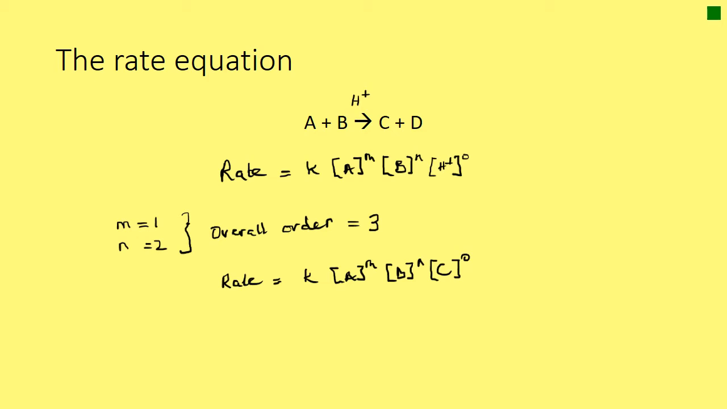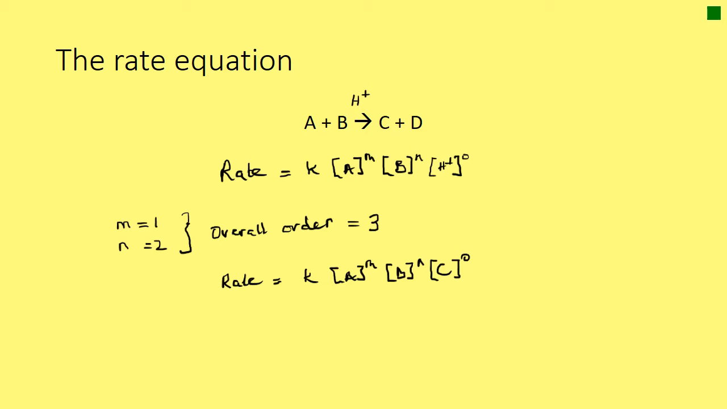And just for completeness, let me do that same chart for an order of 0, where you would have rate of reaction against concentration of A. An order of 0 means that the concentration of A does not affect the rate, and so the rate would carry on at the same rate whatever the concentration of A was.